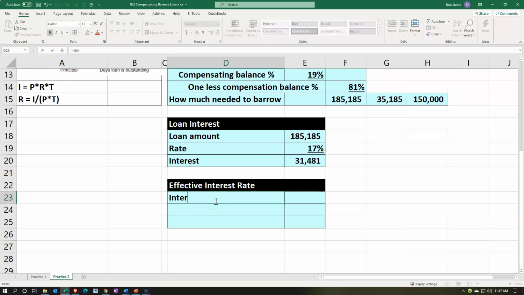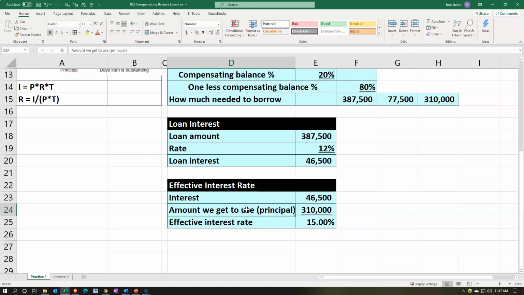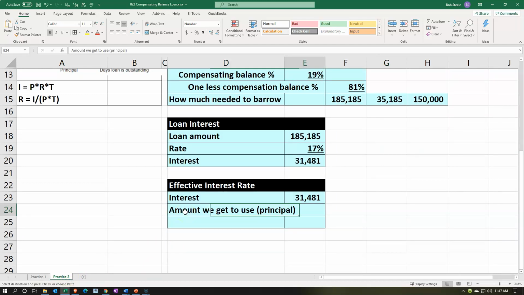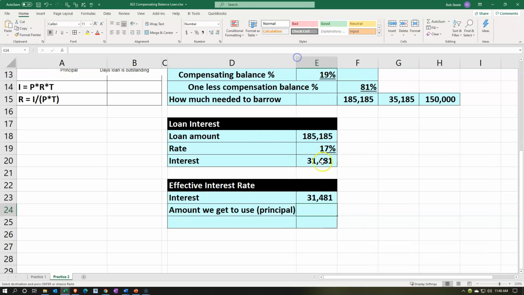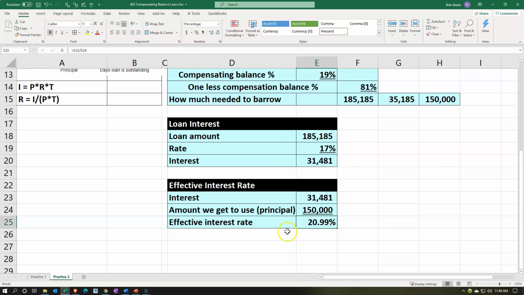So the interest, the cost of the loan, is $31,481. And then what did I call it over here? We called it the amount we get to use, right? That's not the whole loan amount that we charge the interest on, but only the 150. That's what we're going to do stuff with. So I'm going to go to the Home tab, Font group, and underline, and that's going to give us our effective interest rate, which is equal to the 31,481 divided by the 150,000. Then the Home tab, numbers, percentifying it, and I'll add a couple decimals. So there we have it, 20.99.